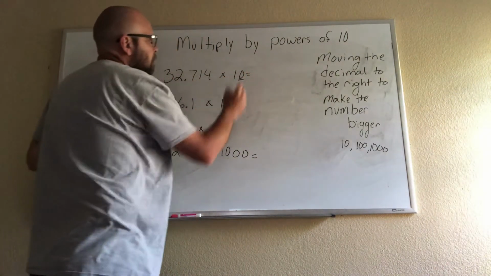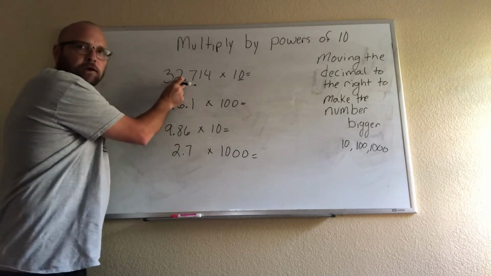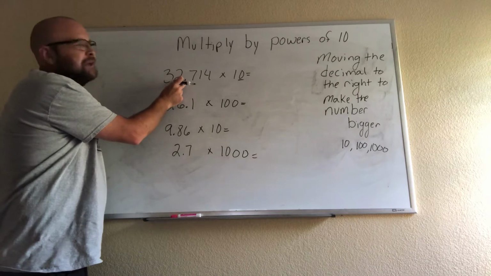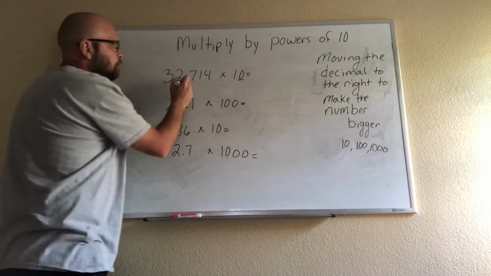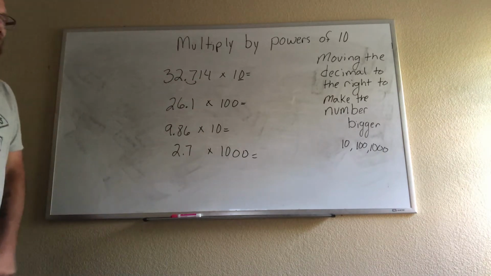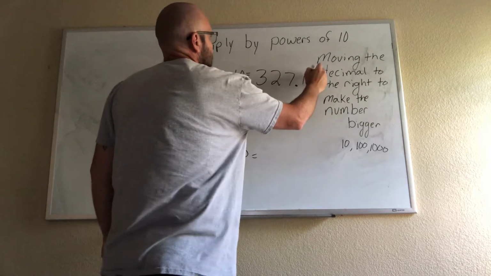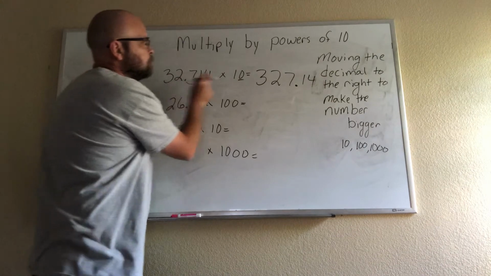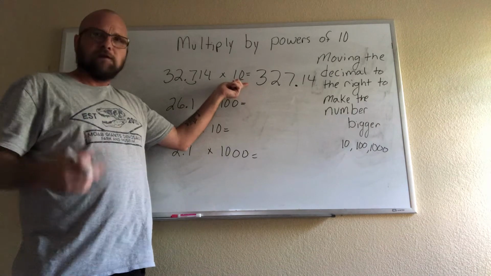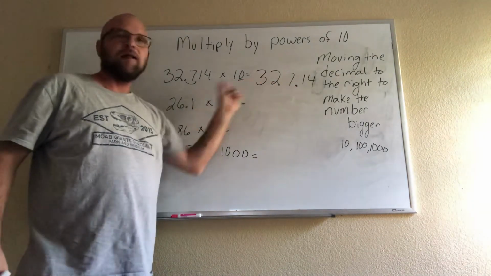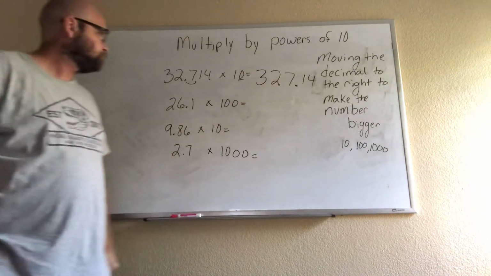So for example, this has 1 zero. So instead of this 2 being in the ones place, we need it to be 10 times greater, so it needs to be in the tens place. In order to do that, we just move my decimal point 1 place to the right. So then it becomes 327 and 1/10. The 2 went from the ones place to the tens place. So this is 10 times greater, and that's perfect because I multiplied it by 10. I'm not having to change any of the numbers at all.